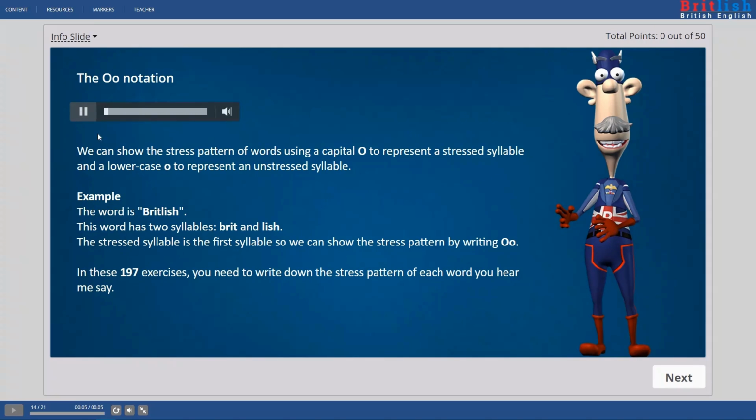The OO notation. We can show the stress pattern of words using a capital O to represent a stressed syllable and a lowercase o to represent an unstressed syllable. Example, the word is Britlish. This word has 2 syllables, Brit and lish. The stressed syllable is the first syllable, so we can show the stress pattern by writing capital O, lowercase o. In these 197 exercises, you need to write down the stress pattern of each word you hear me say.